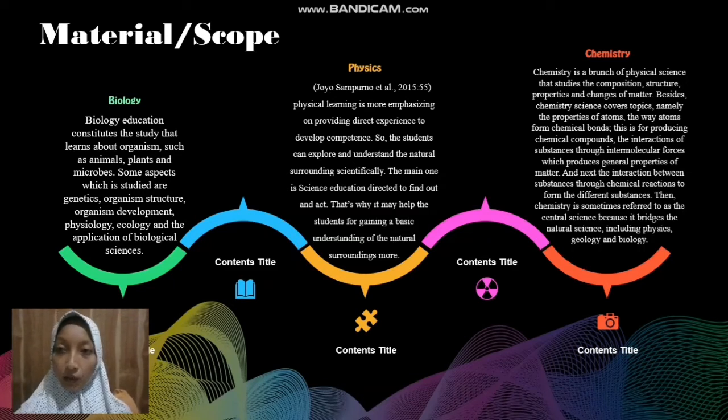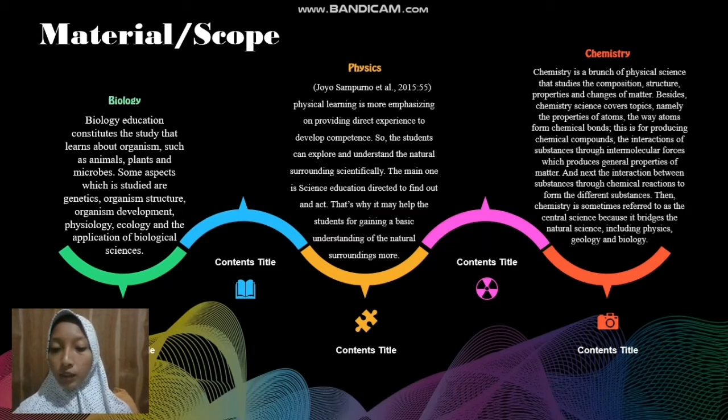Jadi kimia, pembelajaran kimia ini adalah bagian dari ilmu fisika. Jadi, ilmu fisika dan kimia ini ada saling keterkaitan. Nah, kimia ini itu mempelajari tentang komposisi, struktur, sifat, dan perubahan materi. Selain itu, ilmu kimia ini itu mencakup beberapa topik yaitu seperti sifat-sifat atom, cara atom membentuk ikatan kimiawi.